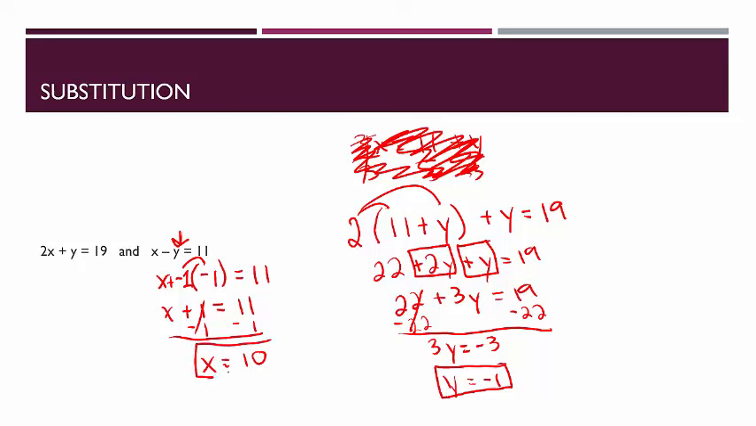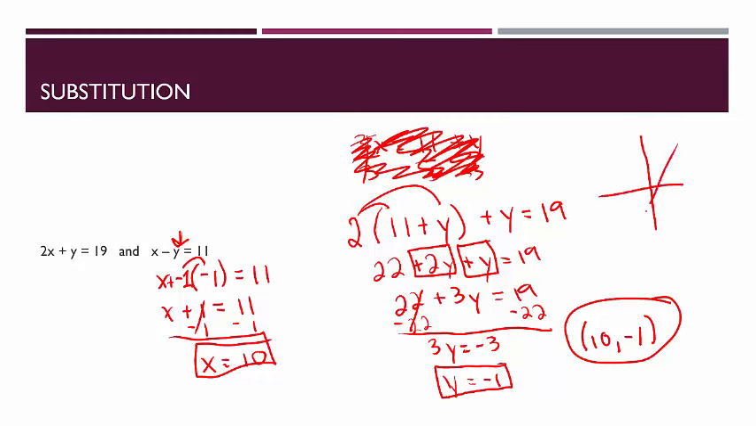So I get x equals 10. So the solution pair to this equation is 10 and -1. If I were to graph these two equations on the coordinate plane, if I graphed those two lines, let's just say they looked like that, this point is where they intersect. So it's the one and only time that those two lines will intersect.